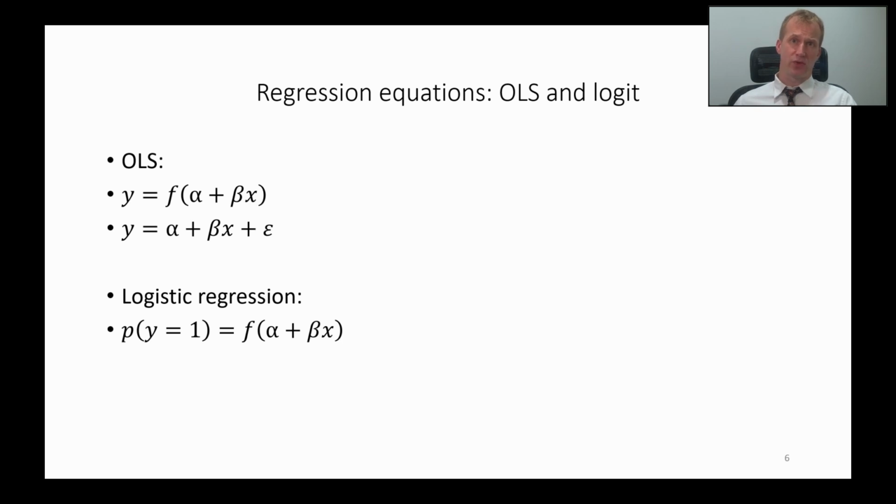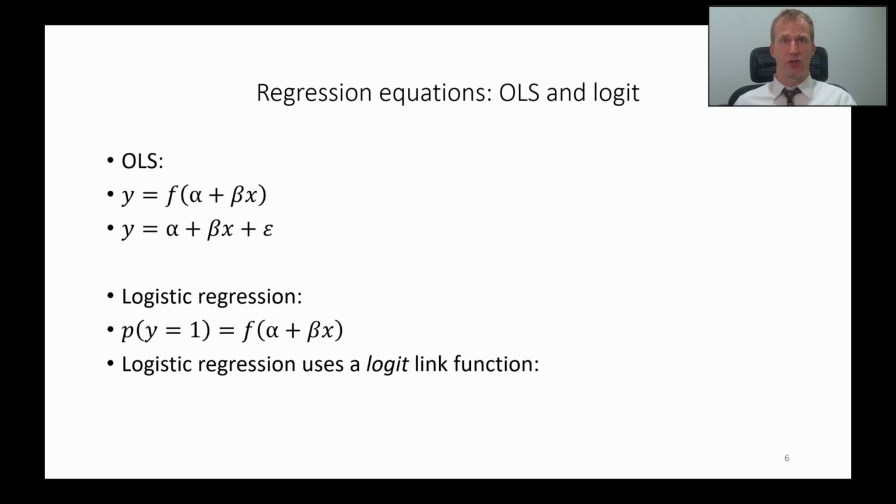Logistic regression is also a function of the intercept term alpha and a regression coefficient beta multiplied by x, but the function f is way more complicated. Instead of being a linear regression model, logistic regression uses something called a logit link function, which is shown here. The relationship between x and y is non-linear. If x increases by 1 unit, the change in y is not constant but varies. As we will see, the way to interpret logistic regression coefficients is more complicated.